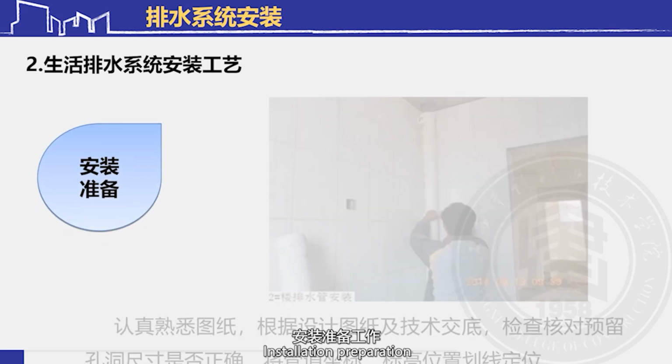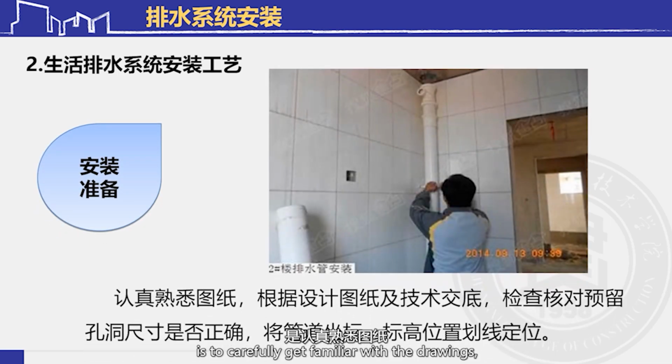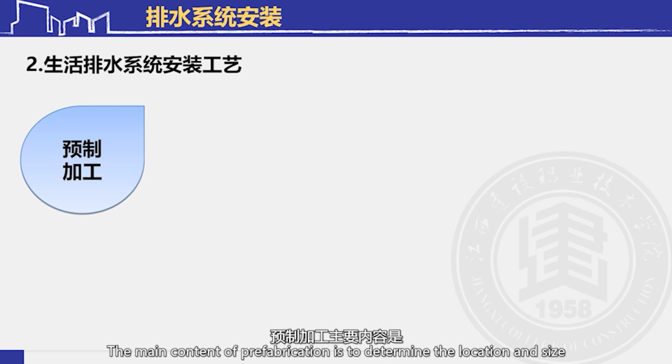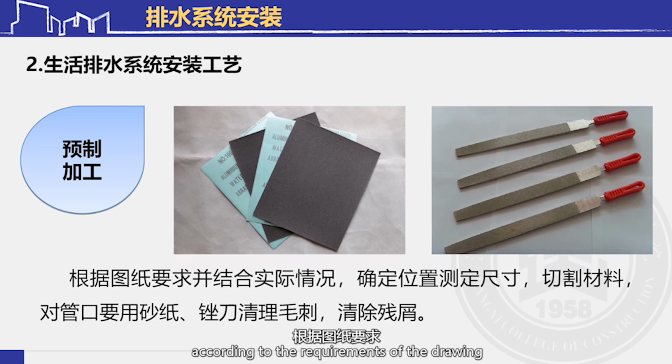Installation preparation is to carefully get familiar with the drawings. Check whether the reserved holes are correct according to the design drawings and technical information, and mark the pipeline coordinates and elevation positions. The main content of prefabrication is to determine the location and size according to the requirements of the drawing and combined with the actual situation.